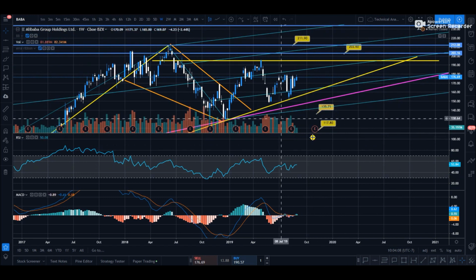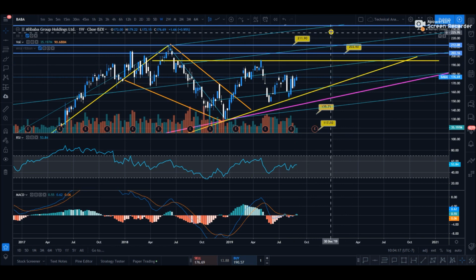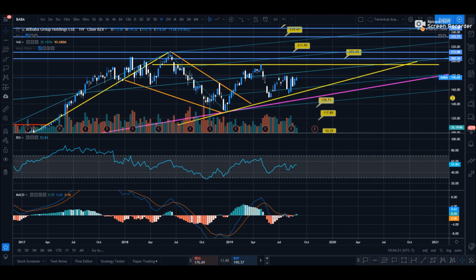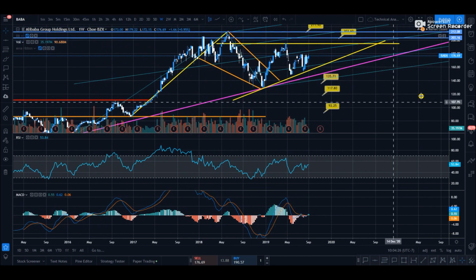Watch the volume. The more volume, we might test this resistance. And then if we don't have enough volume, we're going to go down to test it again before breaking up. But if we have massive volume, we could break out soon. But I think we would need more touches before we break out, okay, on the weekly. And these are longer term targets because we're watching the weekly chart.